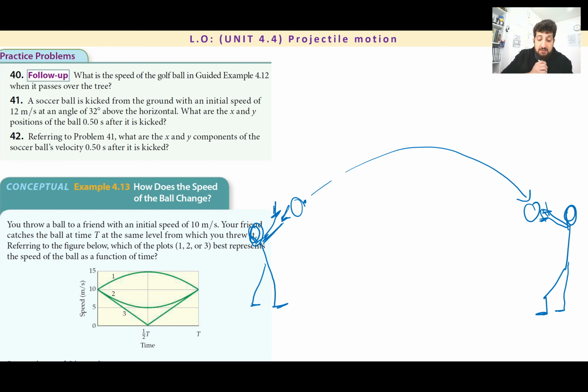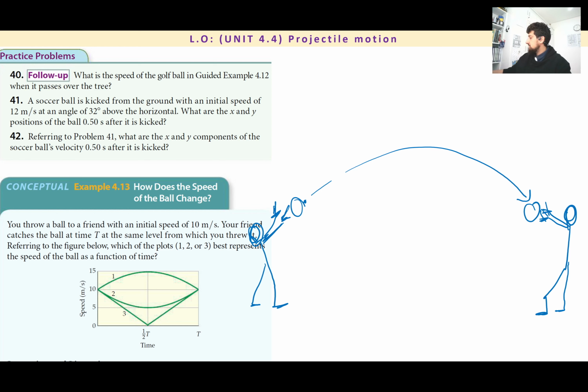What's the question asking? Make sure you read the question. Referring to the figures below, which of the plots 1, 2, or 3 best represents the speed of the ball as a function of time? So what's going to happen to the speed of the ball with time? Remember, we're not talking about the horizontal speed, because the horizontal speed doesn't change. So it's going to be a straight line. The vertical speed does change. It goes positive, 0, and then negative.